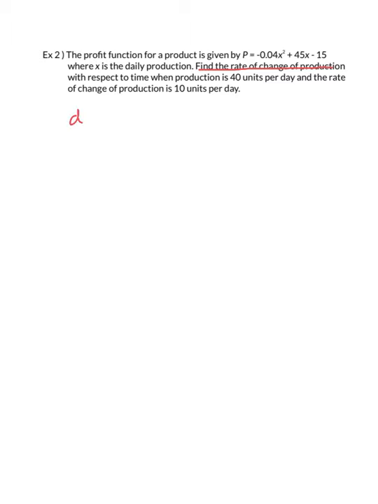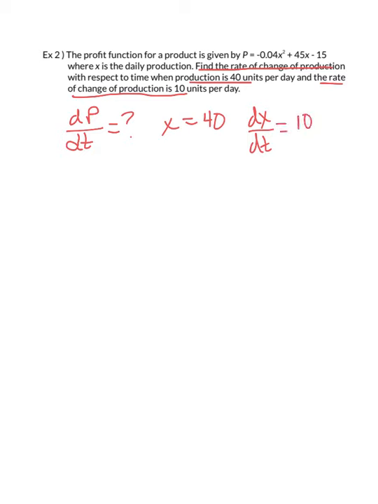So that means rate of change tells us derivative, and everything is in relationship to time, so dP/dt is what we are looking for. When you go on through, it tells you production is 40. So that means x is 40. It's not the derivative unless it talks about rate of change. And when you move forward, it talks about rate of change of production is 10. So that means you know the derivative part, dx/dt, is 10.